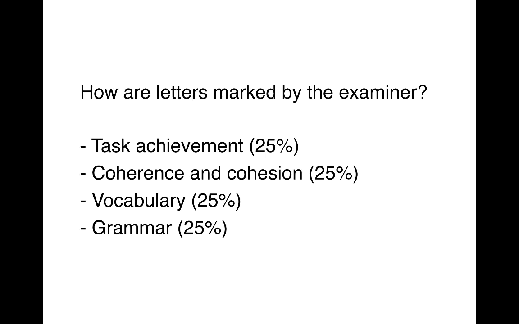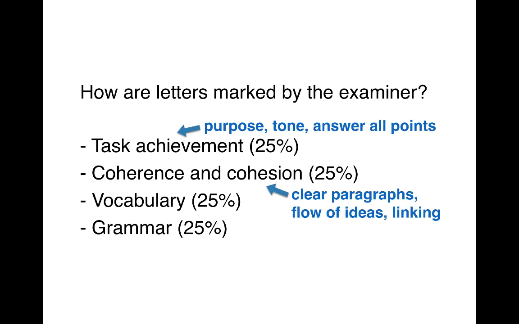Let me just explain these. Task achievement, it's very important in this part to think about the purpose of your letter, the tone, and answering all the points. This is where you get marks for purpose and tone in your letter, and fulfill the requirements of the task by going through the bullet points and covering everything. Coherence and cohesion, this is about having clear paragraphs, a flow of ideas and some linking, so the letter is easy to read and well structured.